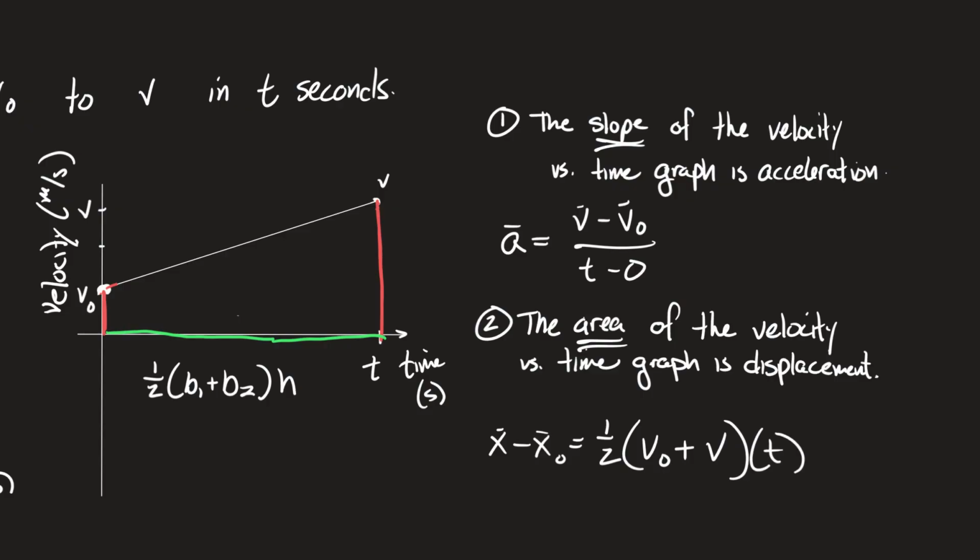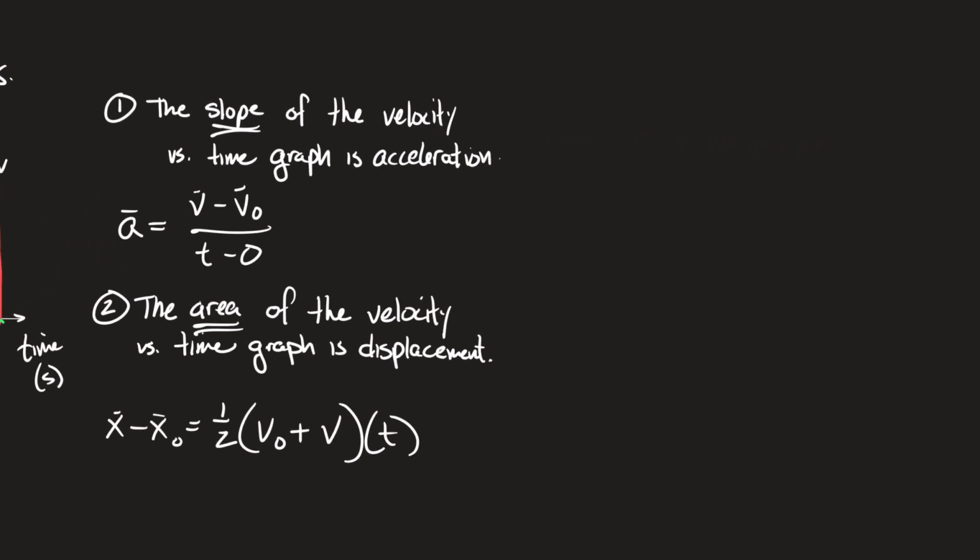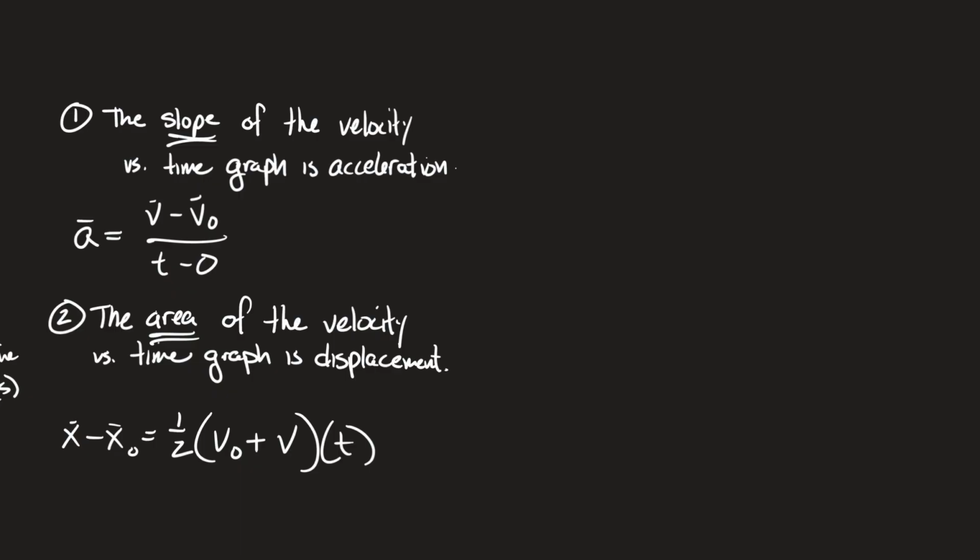Now, you may be wondering, well, why would I want to do this? Well, hear me out. Let's simplify this. I'm going to multiply both sides by t, and I'll get at equals v minus v naught. I'm going to solve this for v. When I do that, I'm just going to add this to both sides, and I will get v equals at plus v naught.